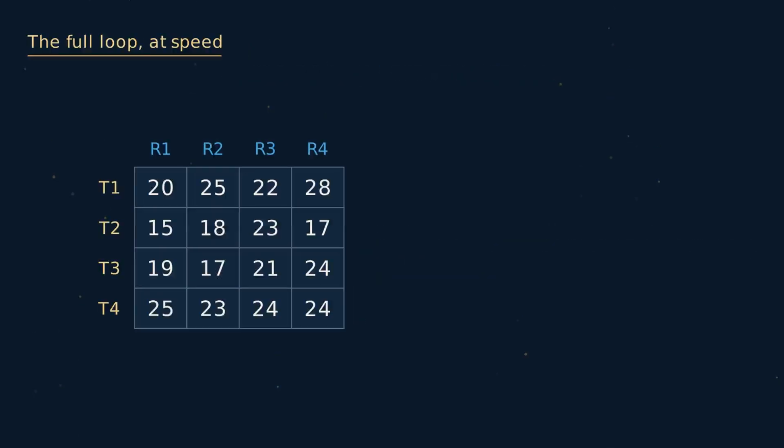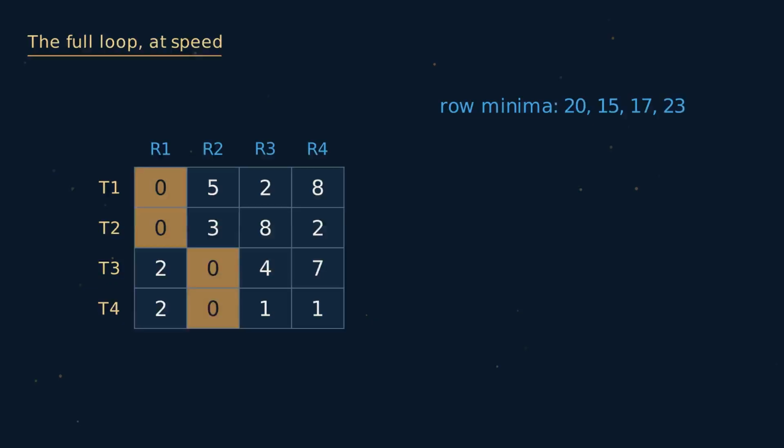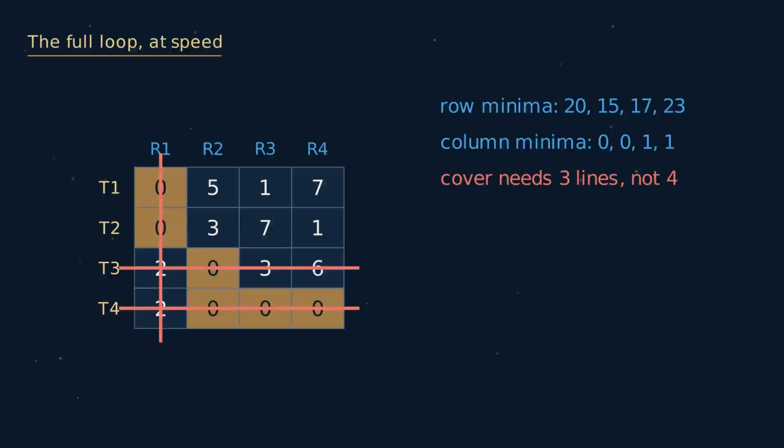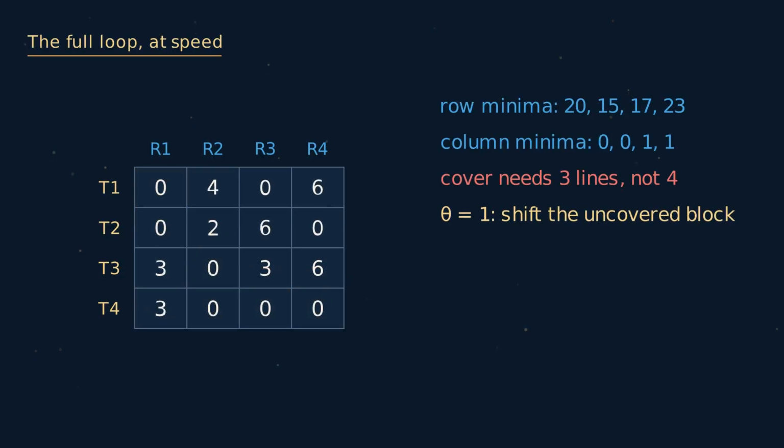One more, bigger and faster. 4 technicians, 4 repair jobs, 16 costs, and 24 possible assignments to beat. Row minima first, 20, 15, 17, 23. Subtract them across. Column minima next, 2 of them are already 0, so only 2 columns actually change. Cover the zeros. 2 rows and 1 column do it, 3 lines for a 4-row table. Not finished. The smallest uncovered value is 1.